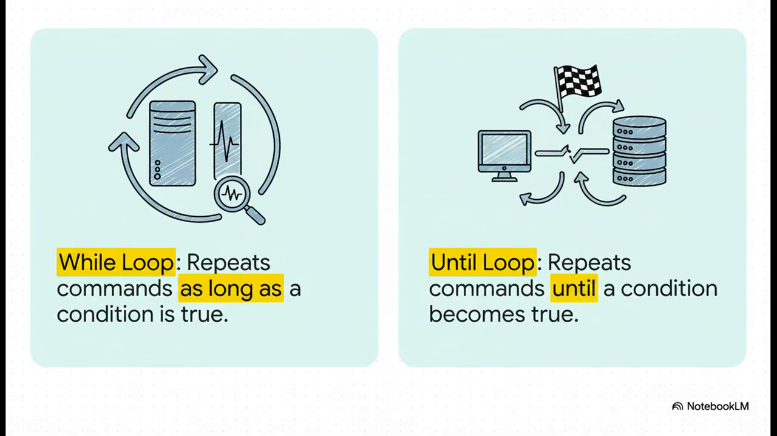And for all those repetitive jobs, we've got loops. A while loop is awesome for monitoring something. You can tell your script, as long as my disk space is fine, just keep checking every few minutes. An until loop is great for waiting. You could say, keep trying to connect to that server until you finally get through. They're really just two sides of the same super powerful automation coin.